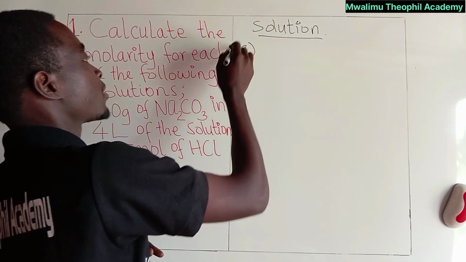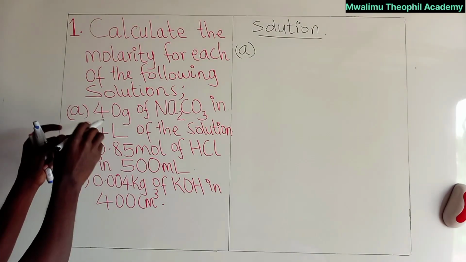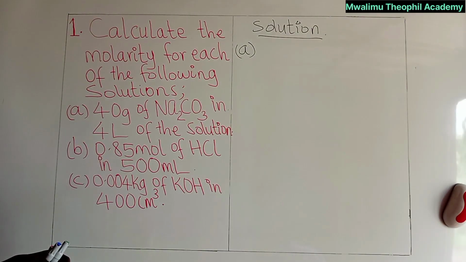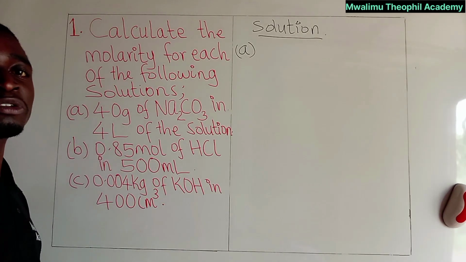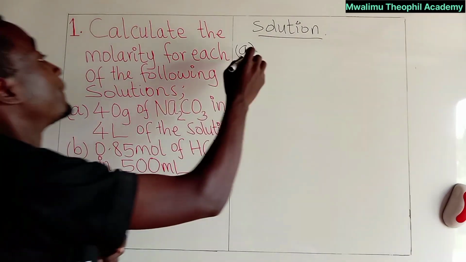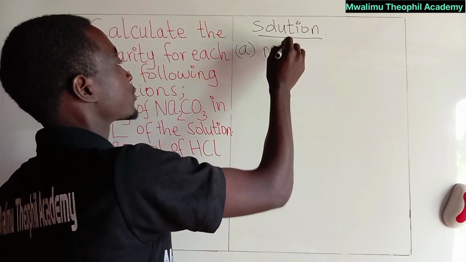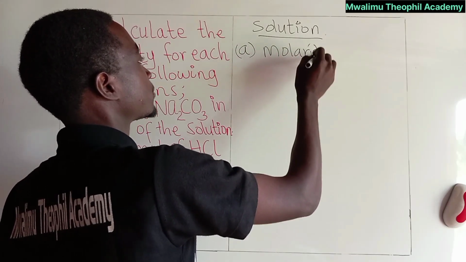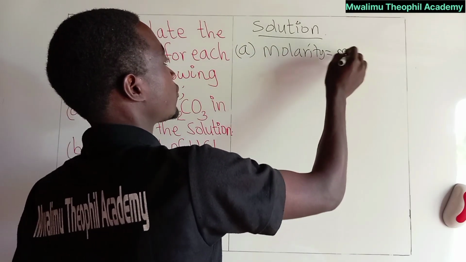Let us start with A. Here we are given 40 grams dissolved in 4 liters to make the solution. Now, how do we calculate the molarity for this? You have to know that the molarity of a solution is equal to the number of moles over volume.